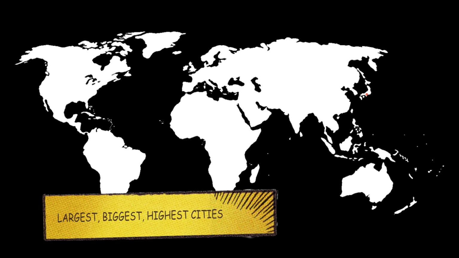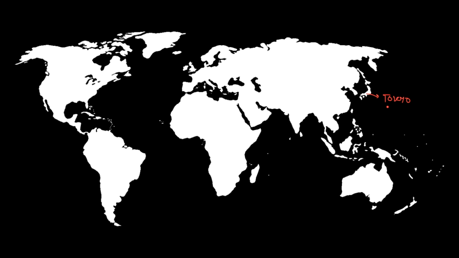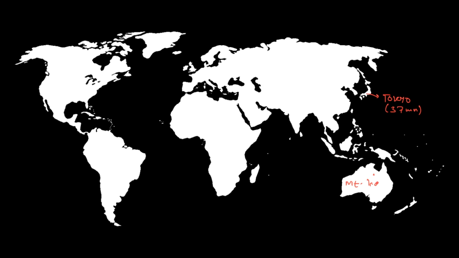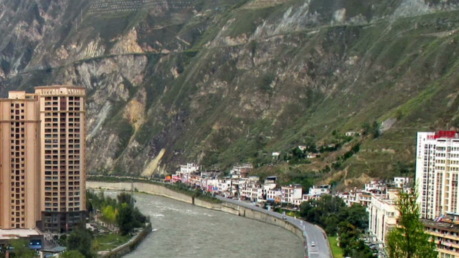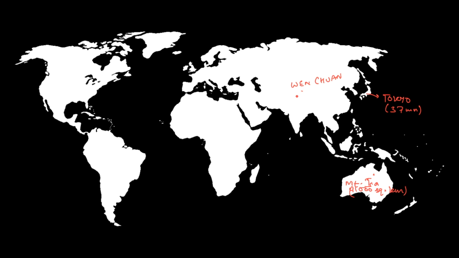The largest city in population is Tokyo, with a population of roughly 37 million. The biggest city in area is Mount Isa in Queensland, Australia. It has an area of roughly 41,000 square kilometers. The highest city is Wenzhou in Tibet. It has an altitude of roughly 16,732 feet.